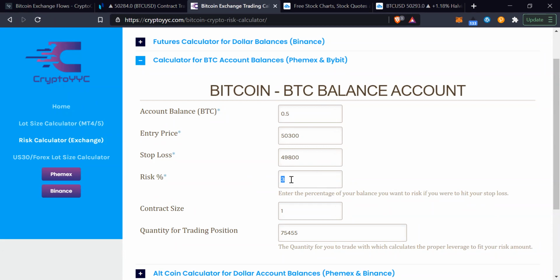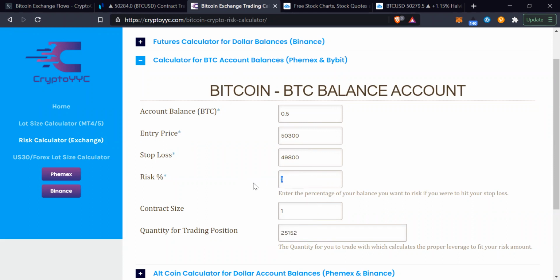You don't just go 100x and then try and put your stop loss somewhere really far away and then get liquidated. It's good to always have a good strategy and have a calculator like this that will determine what your quantity is supposed to be so that you can be risking the right amount. The only thing to note is this won't include your fees. So if you risk 3%, it's only risking 3% as your P&L, not including fees.